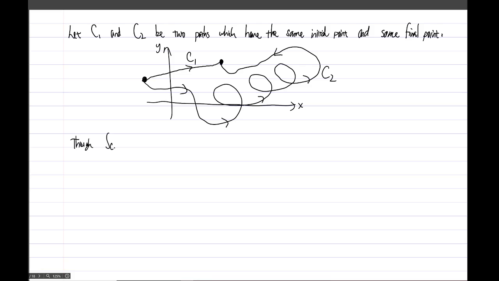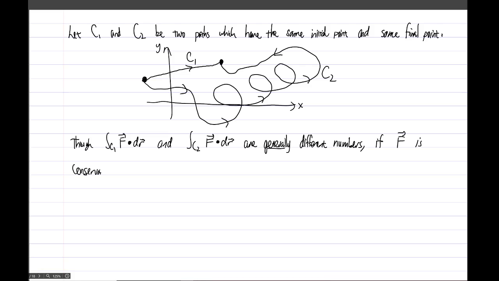The integral over C1 of a vector field dot dr and the integral over C2 of the vector field dot dr. So for the same vector field here and here, though these two integrals are usually different, you should be expecting different numbers generally. They're different numbers. If the vector field is conservative, okay, special extra condition, then the integrals are equal.